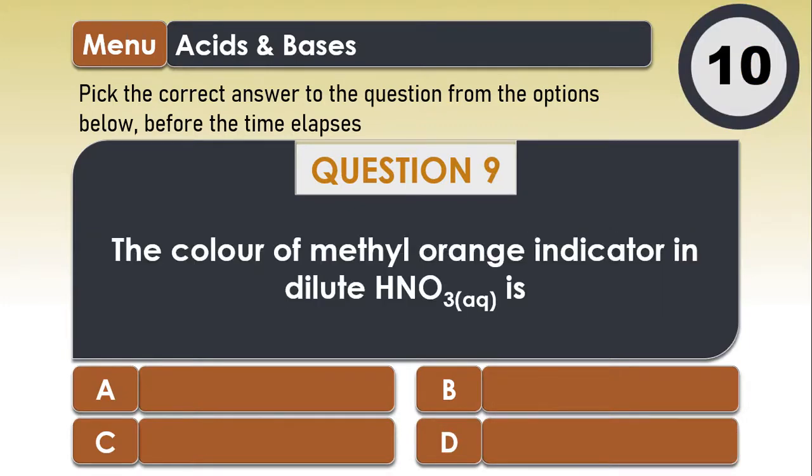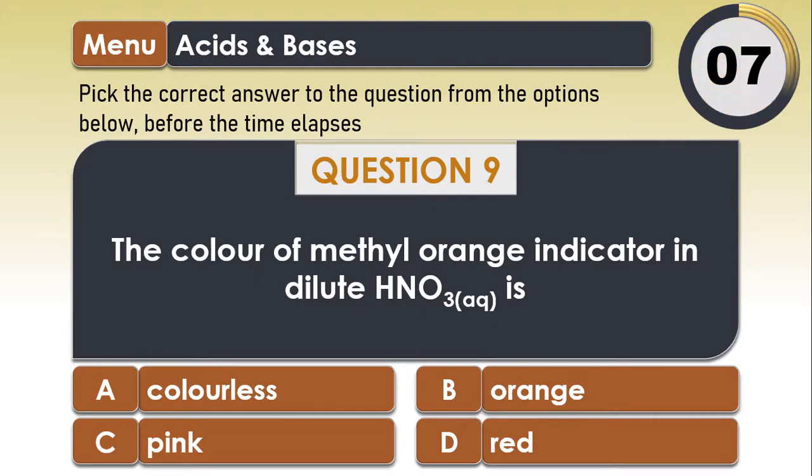The color of methyl orange indicator in dilute trioxonitrate 5 acid is A. Colorless, B. Orange, C. Pink, and D. Red. And the answer is D. Red. Question 10.